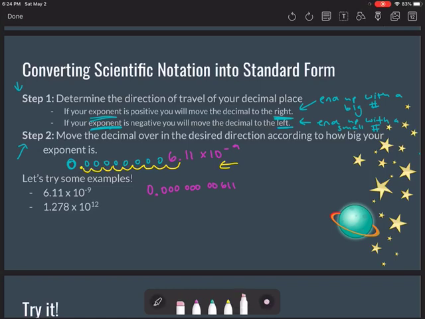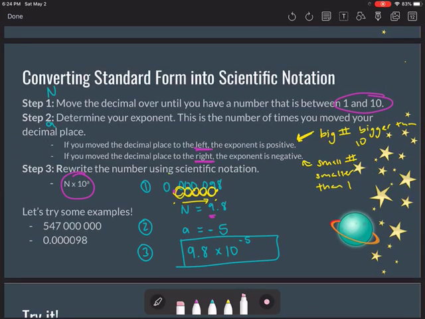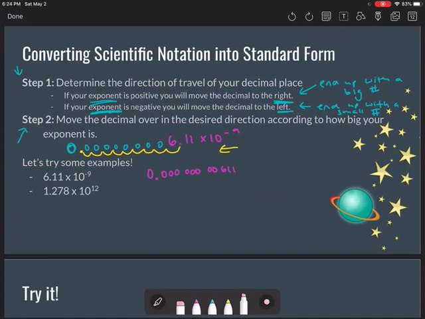Notice that my final answer is a small number. It's a number that's smaller than 1, which makes sense because it had a negative exponent. And just like we talked about before, if the exponent is negative, it should be because there's a small number, and that number is smaller than 1. Right? So we could see that connection there.